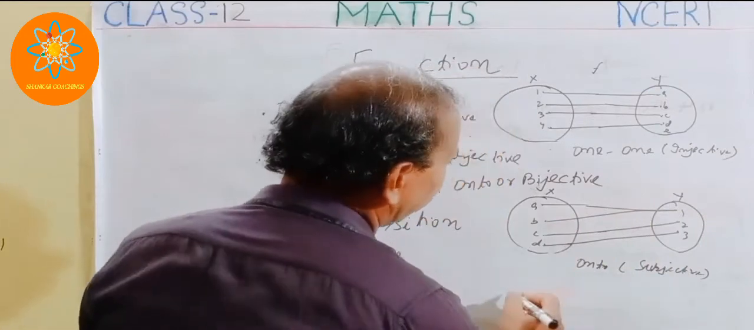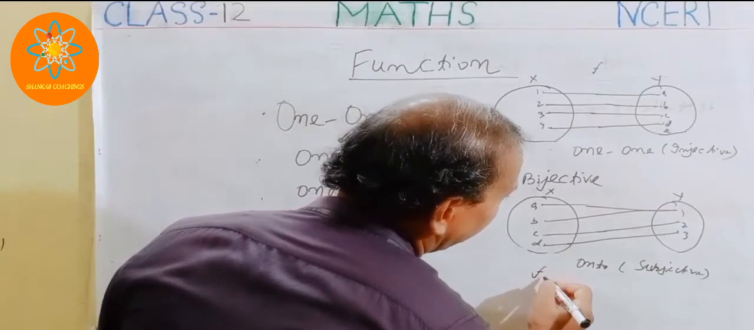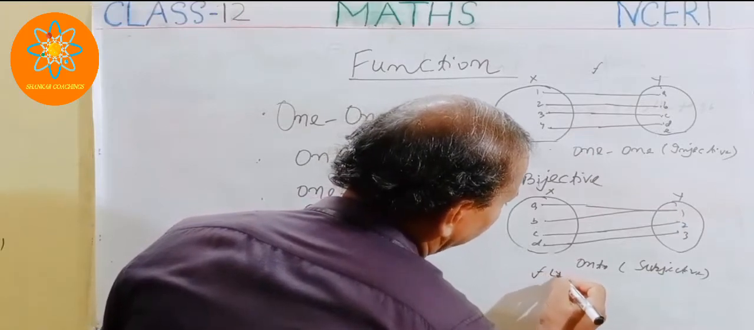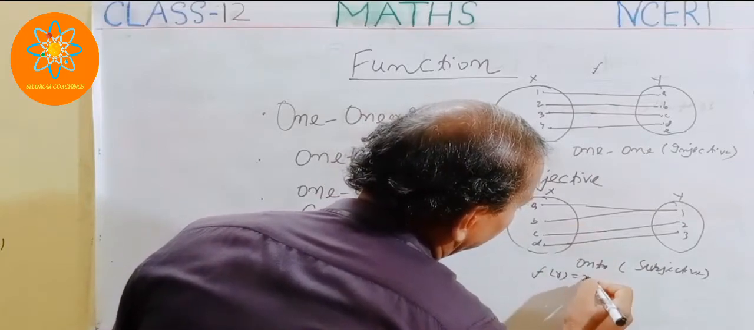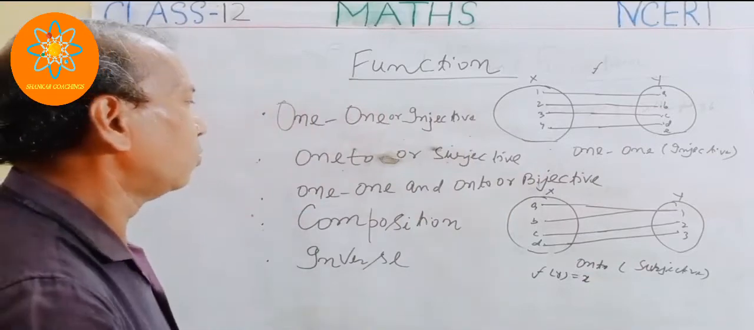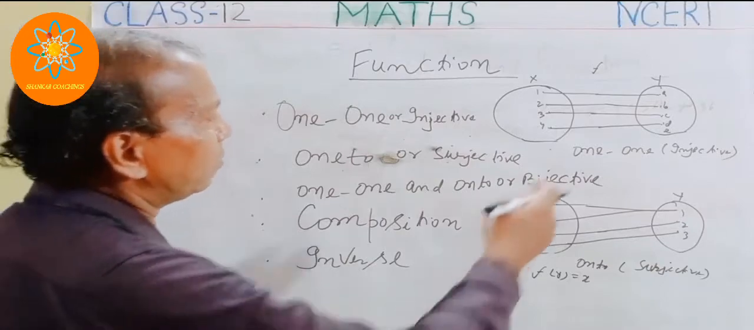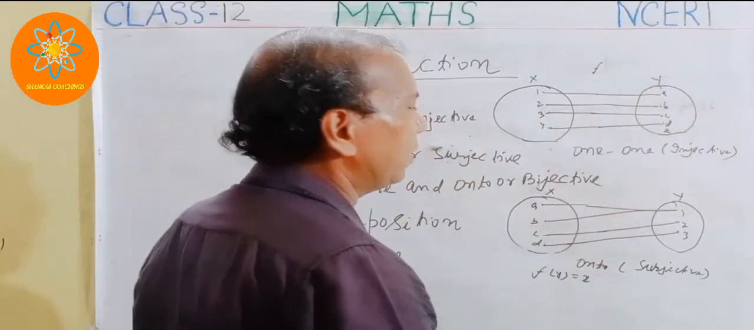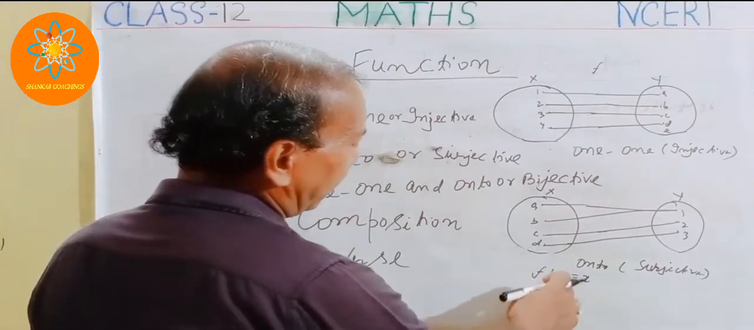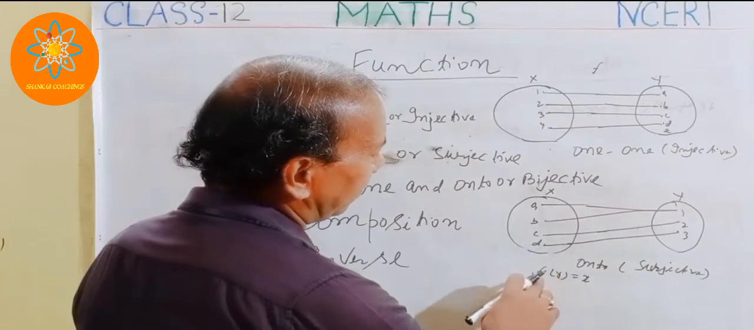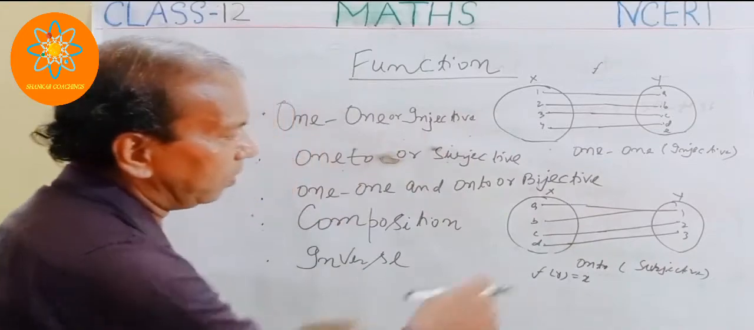Means we can also say here like this, f of X is equal to Y. So this is your onto, or we call it surjective. In the injective there may be an element left, but in the case of surjective, every element of Y must have a preimage in X. f of X is equal to Y.